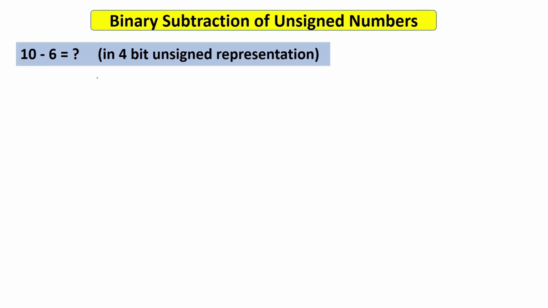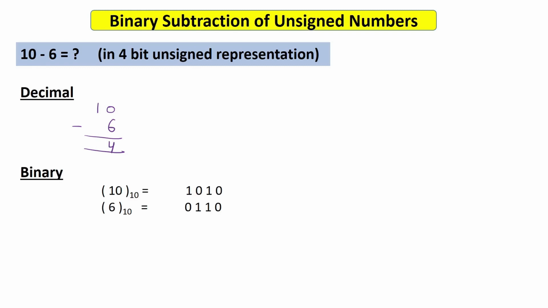We have to do the subtraction operation on unsigned numbers. Let's say we have a question, we have to do 10 minus 6, that is we have to subtract 6 from 10. In the decimal number system, if these 10 and 6 are both decimal numbers, then 10 minus 6 will be just 4.